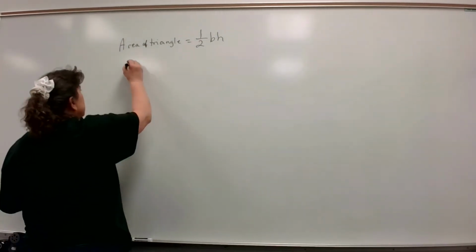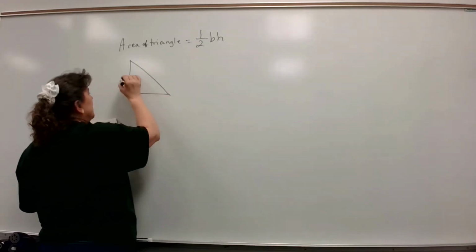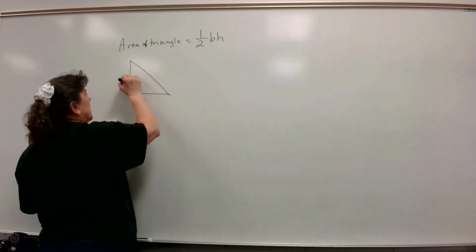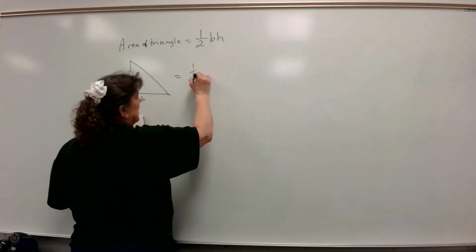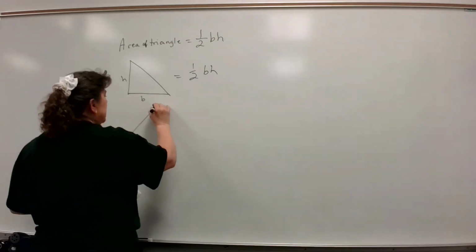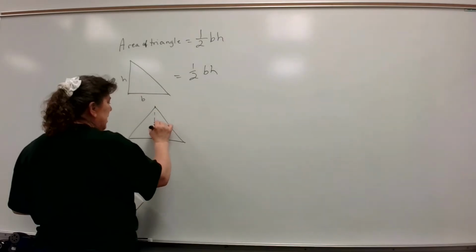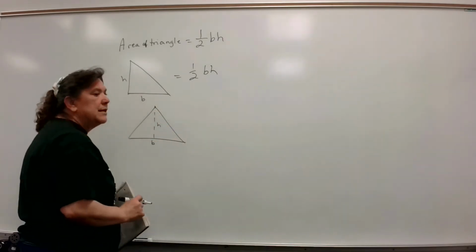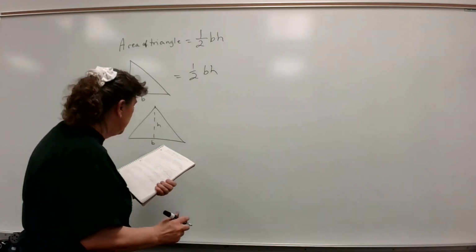Triangles come in all kinds of shapes. We have right triangles where one of these would be the base and the other one would be the height. And this one's easy to do with your 1/2 base times height. We also have triangles like this. And this is fine if they've given you the height and the base. Then it's easy to use that. But they don't always do it that way.